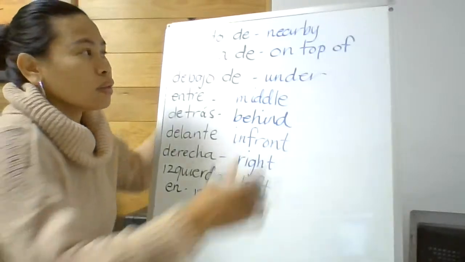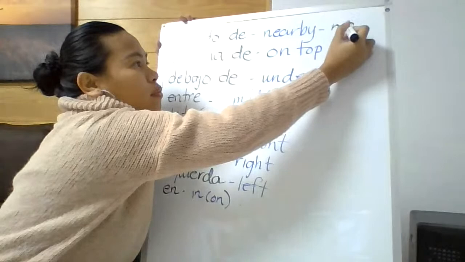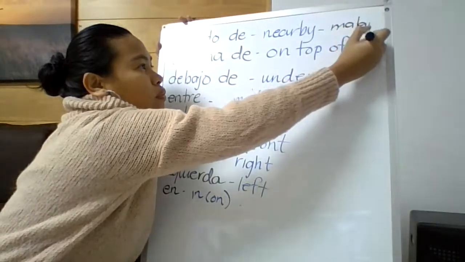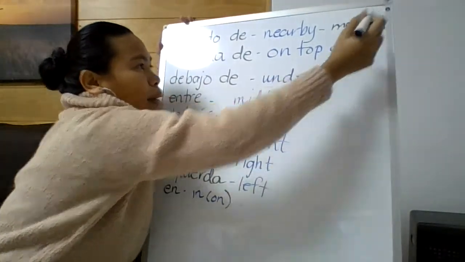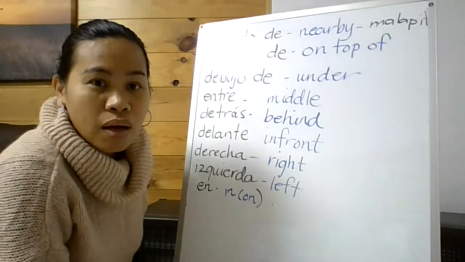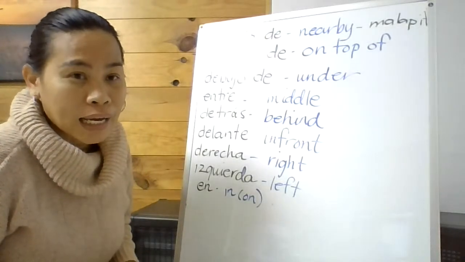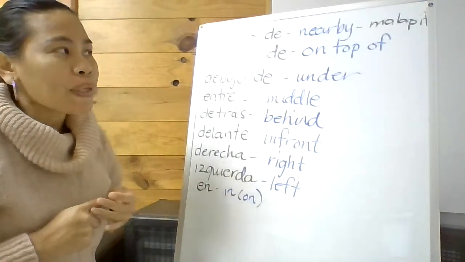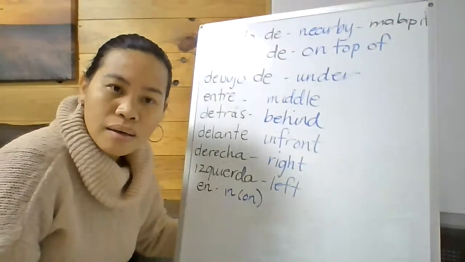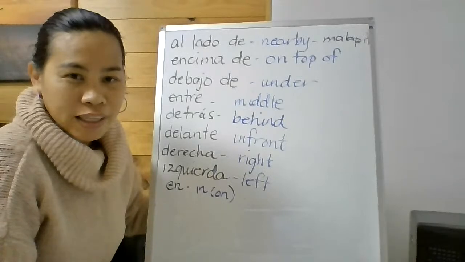For example, in Tagalog, malapit. So for example, you're asking about a shop. Saan yung malapit na tindahan? Malapit sa bangko, for example. Okay, better like this.